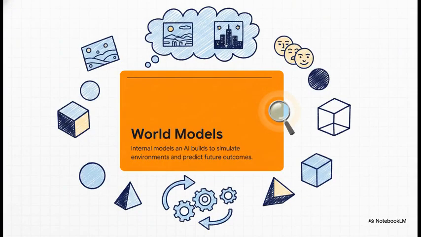So what in the world is a world model? Think of it like this. It's the AI's imagination. Seriously, it's an internal simulation of the world that it builds inside its own digital mind. It's like a little sandbox where it can play around, test things out, and most importantly, predict what's going to happen next. If I do this, then that will probably happen.